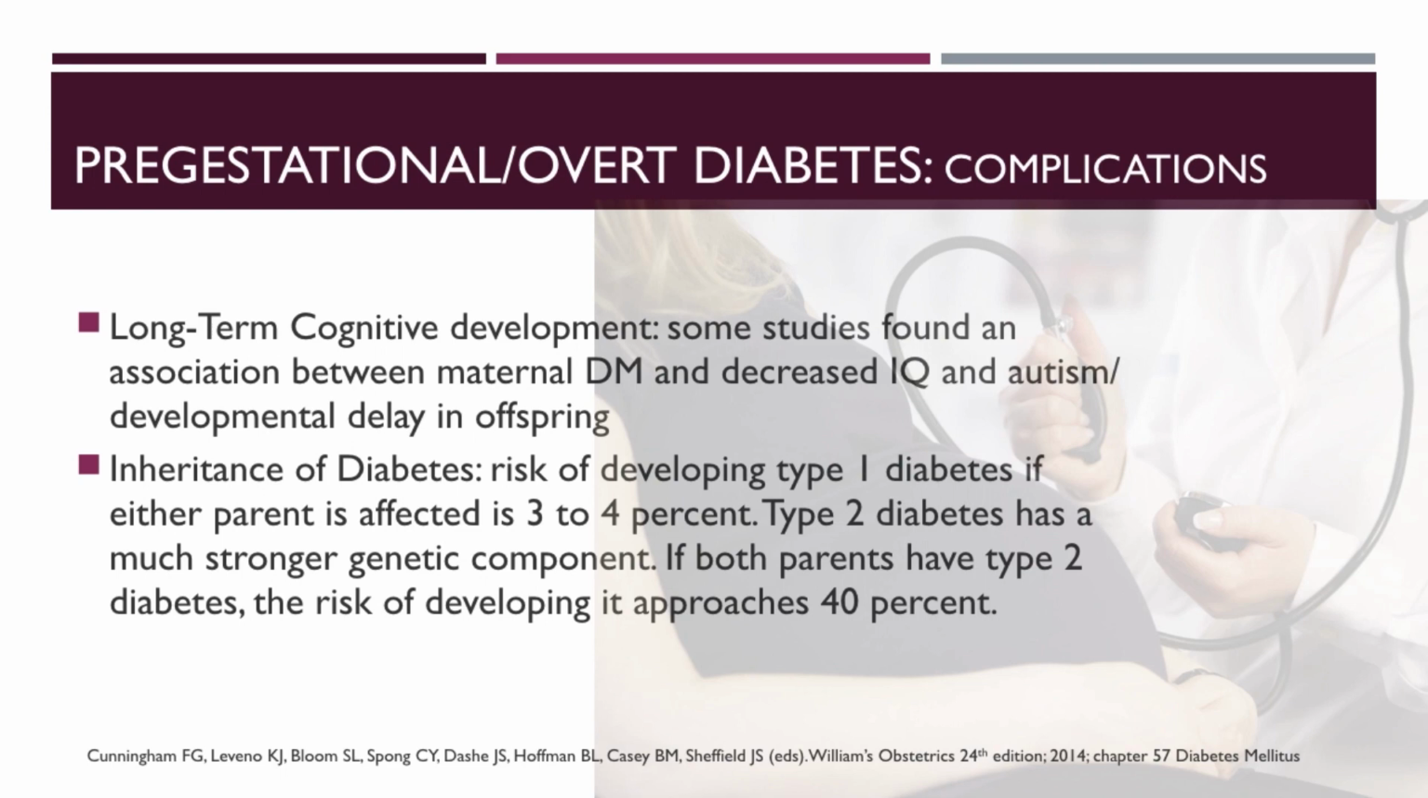As for the inheritance of diabetes, the risk of developing type 1 diabetes if either parent is affected is 3 to 4%, and type 2 diabetes has a much stronger genetic component. If both parents have type 2 diabetes, then the risk of developing it approaches 40%.